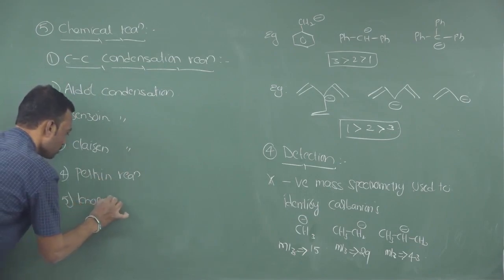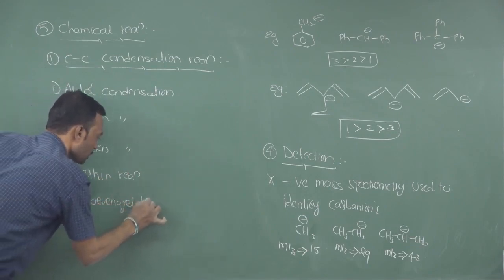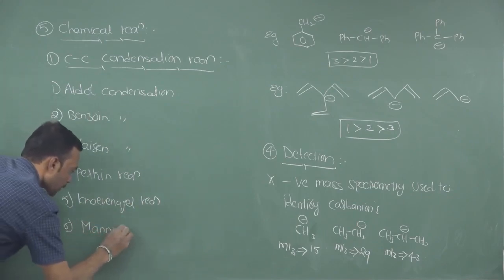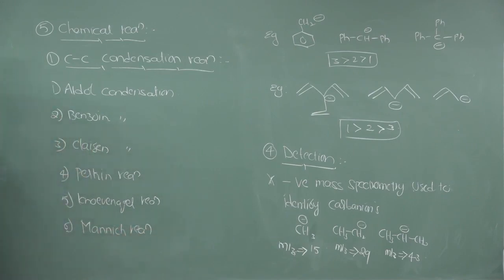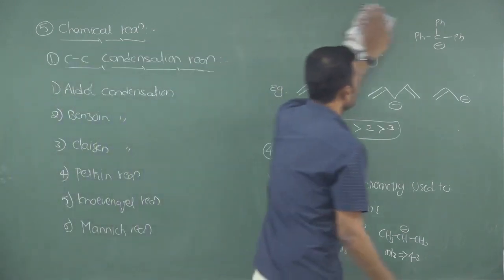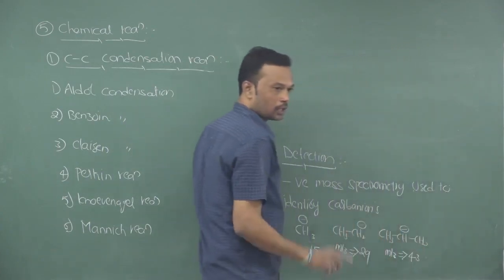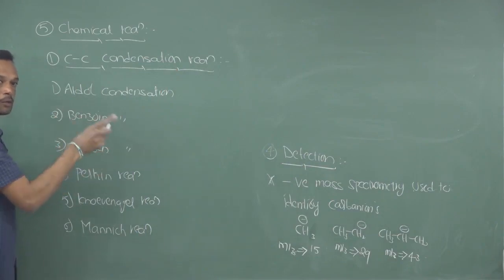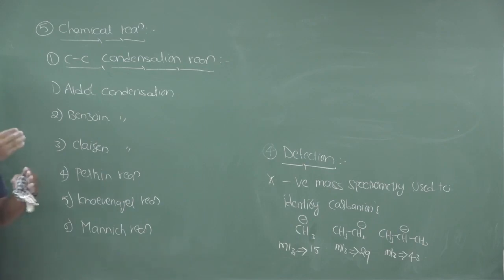Next, we can also go through the Knoevenagel reaction, K-N-O-E-V-E-N-A-G-E-L. Next, the Mannich reaction. Individually you will learn these later. Right now I am giving only the reactions, but all these reactions have a carbanion as an intermediate, and that carbanion is responsible for condensation. That is the simple technique in this one.